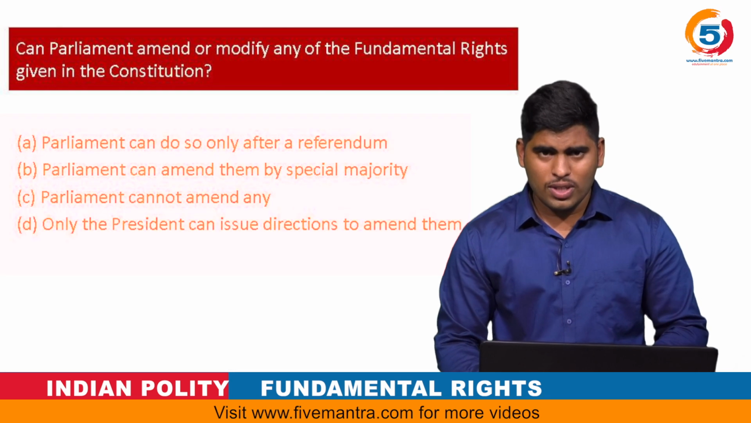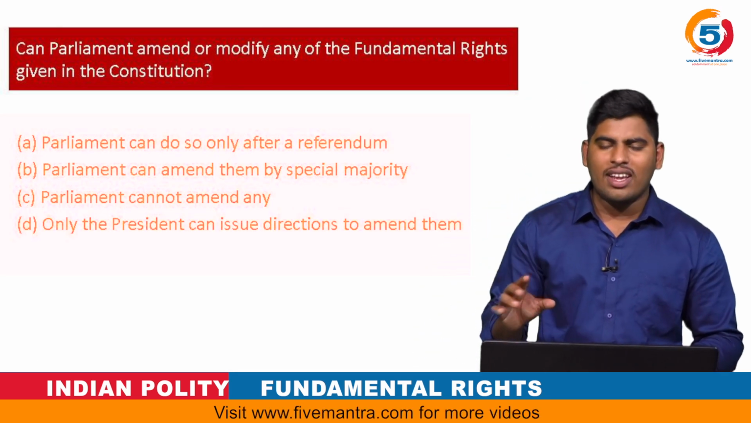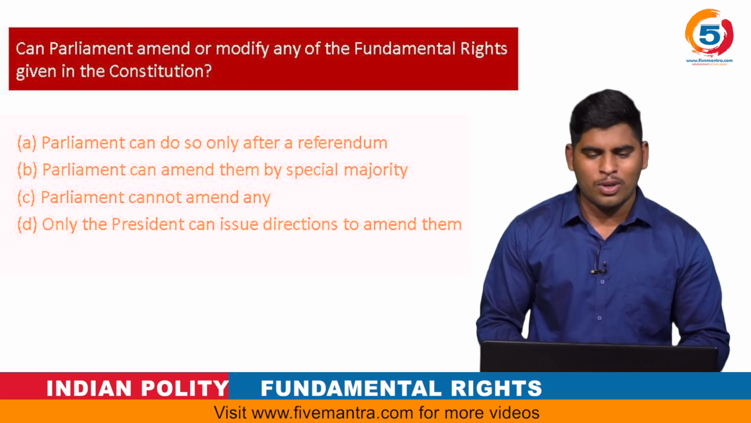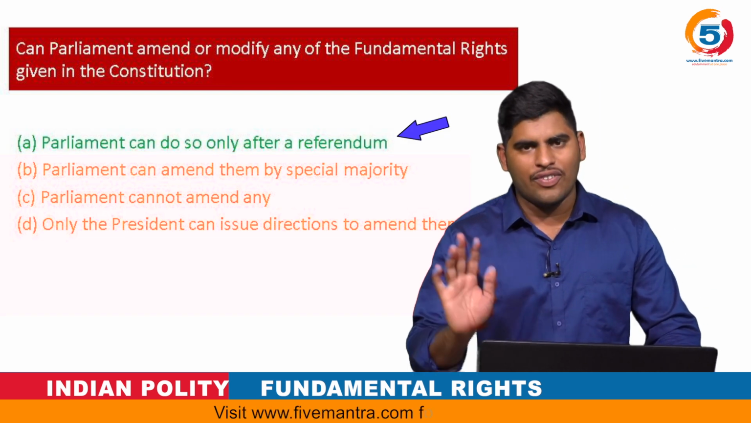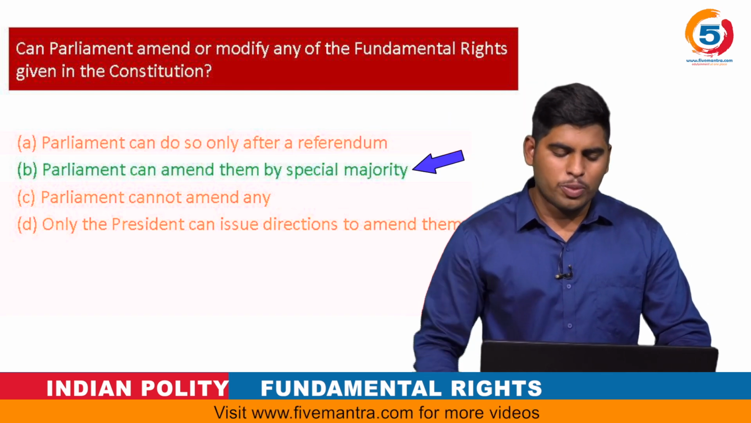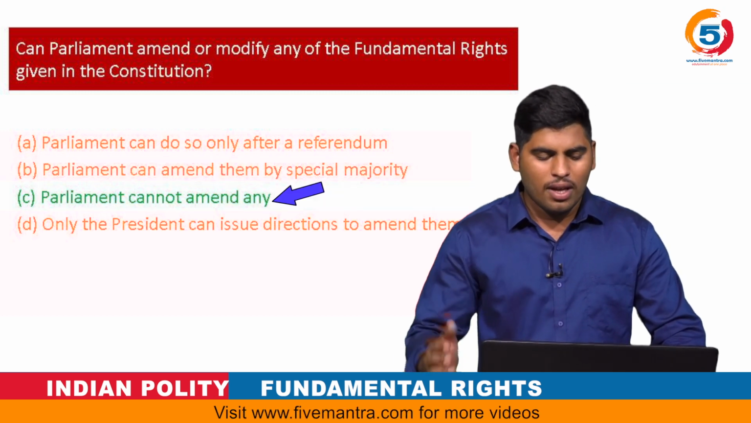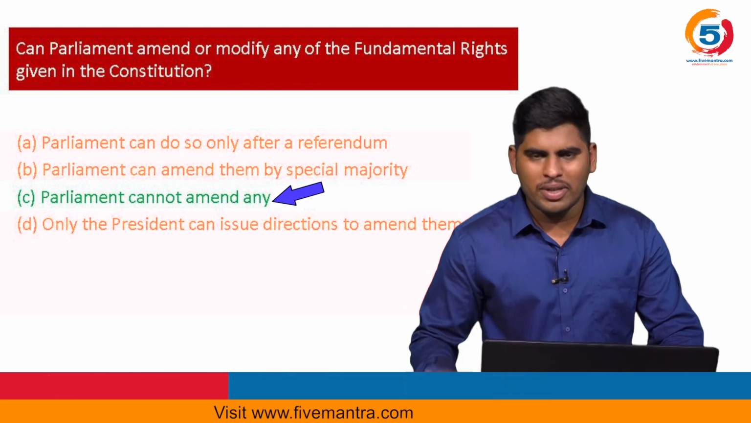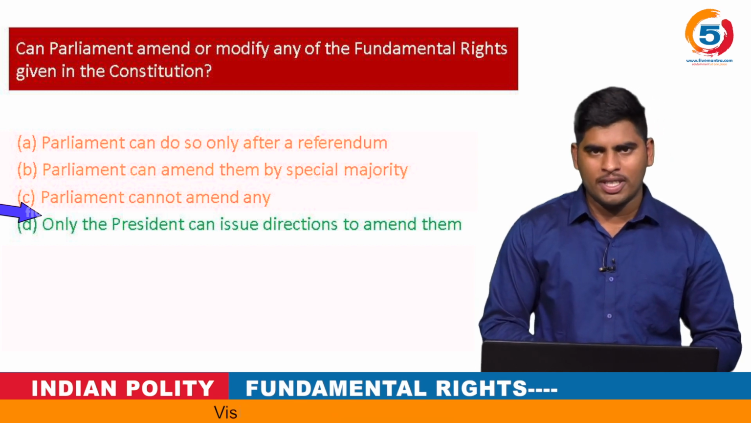And coming to the next question, can Parliament amend or modify any of the fundamental rights given in the Constitution? Let's see, can or cannot. So first option, Parliament can do so only after a referendum. Second option, Parliament can amend them by special majority. Third option, Parliament cannot amend any of the fundamental rights. And last option, only the President can issue direction to amend them.